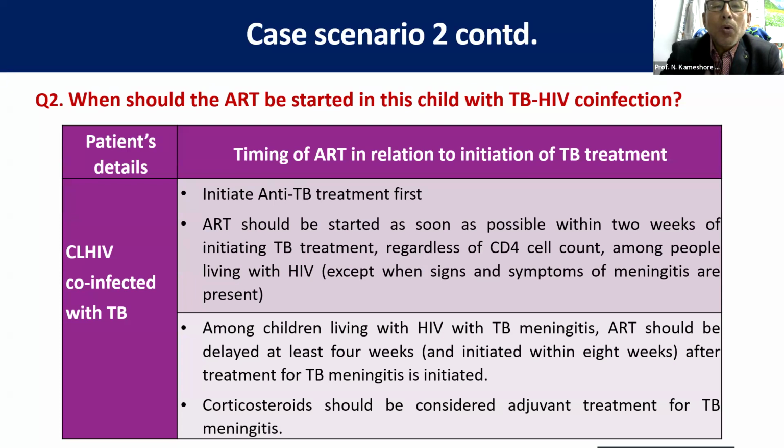But in those children living with HIV and TB co-infection with tuberculous meningitis, ART should be delayed at least for 4 weeks. Of course, initiated within 8 weeks after treatment of TB meningitis is initiated. So this should not be confused. So in other co-infection, as soon as possible, but tuberculous meningitis, after 4 weeks and before 8 weeks. Corticosteroid is given because of the tuberculous meningitis. Next.